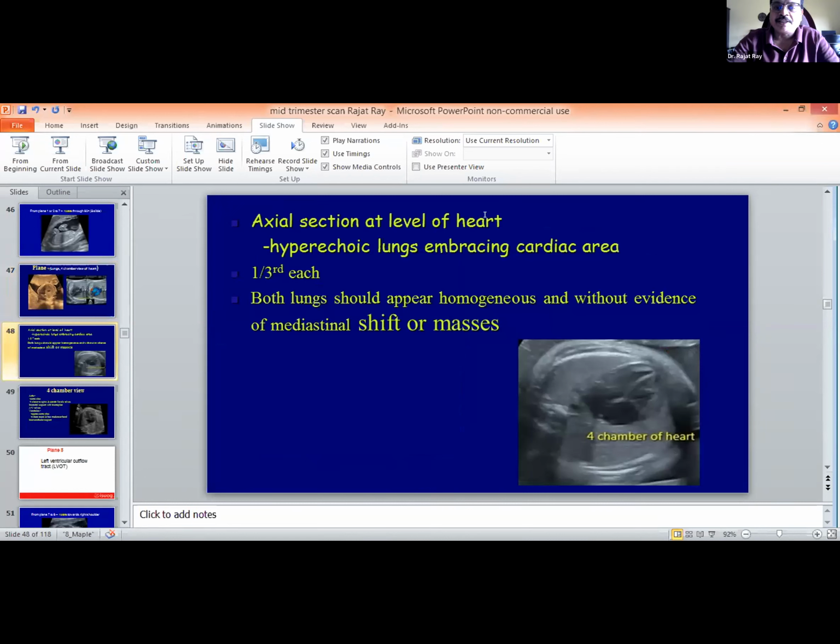In axial section at the level of the heart, there are hypoechoic lungs embracing the cardiac area, 1/3 each. Both lungs should appear homogeneous without evidence of any mediastinal shift or any masses.